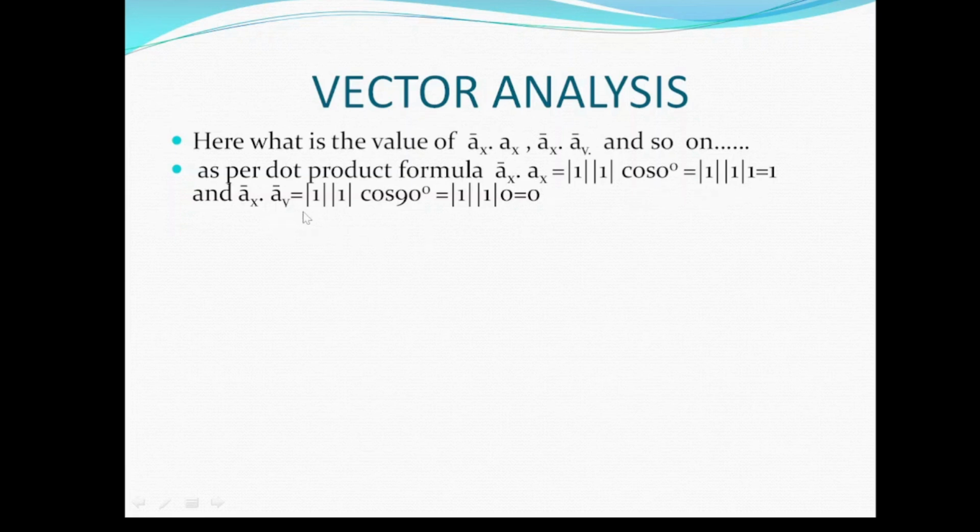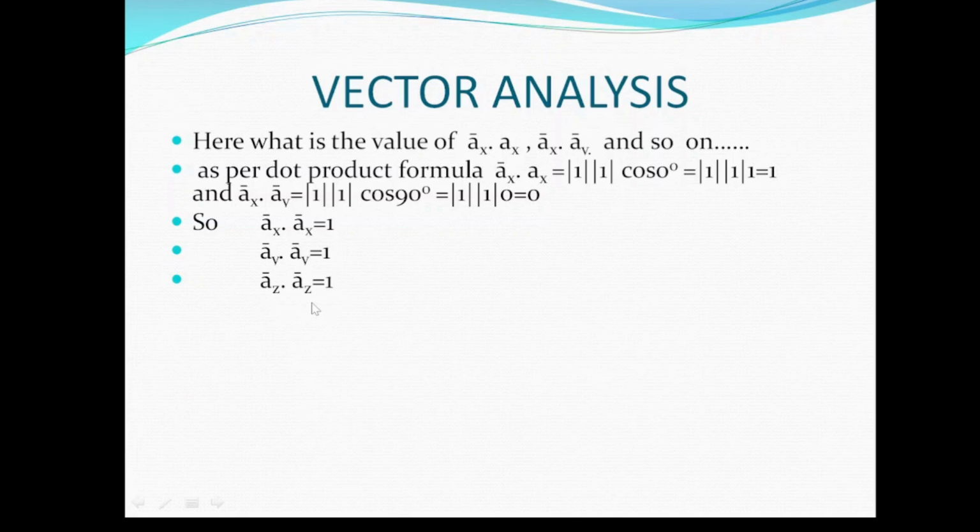And Ax dot Ay is equal to how much? X and Y are separated by an angle of 90 degrees. So that is mod A mod B cos 90 degrees, and cos 90 equals 0. So the total is equal to 0. So Ax dot Ax is equal to 1. Same, Ay dot Ay is equal to 1. Az dot Az is equal to 1.